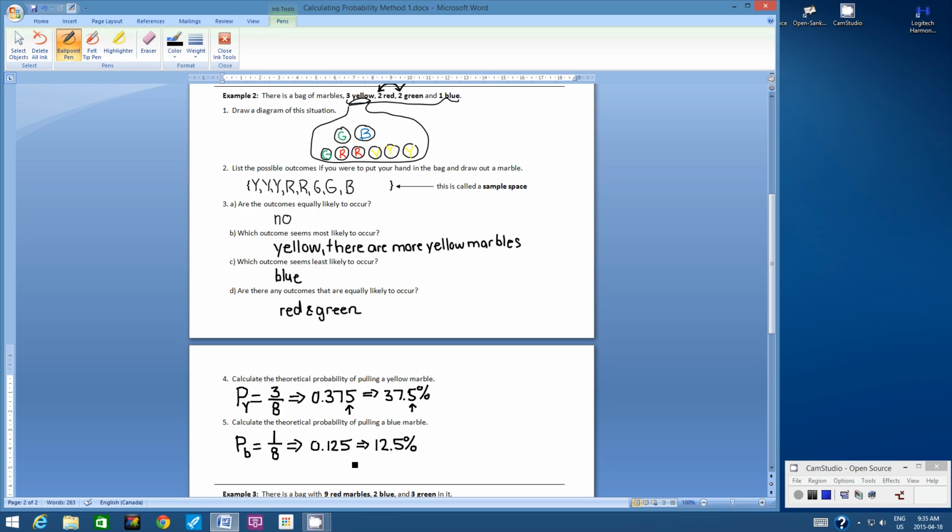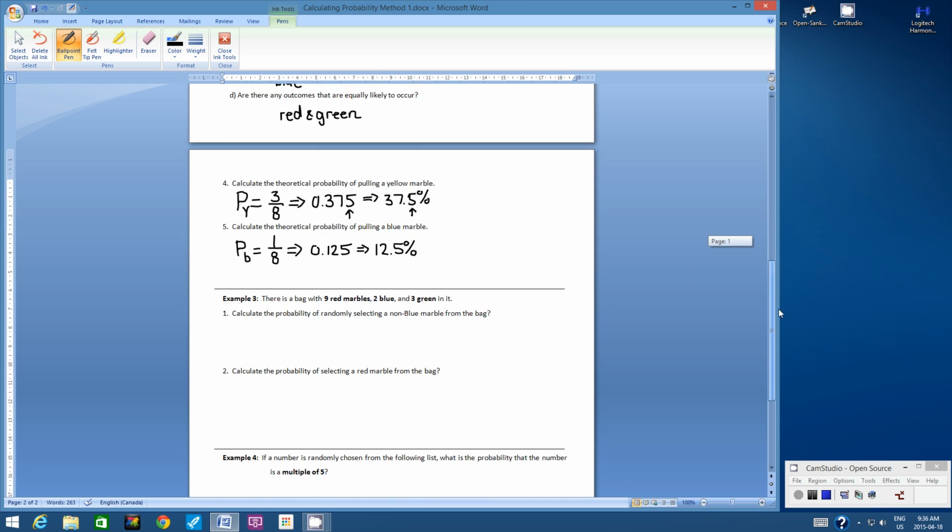Okay, I'm back. So probability of a blue marble equals 1 over 8, because there's only one blue marble in the bag. 1 over 8, 1 divided by 8 equals 0.125 equals 12.5%. So hopefully you got that answer as well.